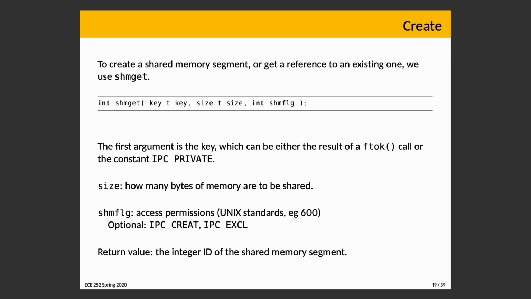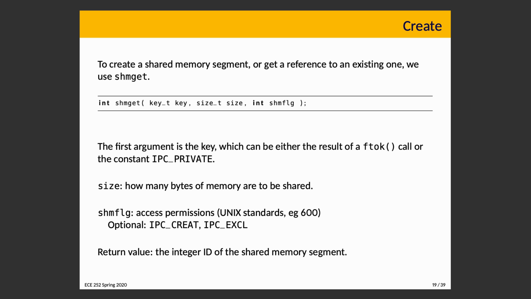The first argument is a key, which is either returned by the ftok function, as we discussed earlier for the message queue, or you can just put in the constant IPC_PRIVATE. Size is how many bytes of memory are to be shared, so the size of the shared memory segment. That part is not surprising either. And the flags are the Unix permissions, and those look very much the same as they did for a message queue. The permissions are specified using, say, 600 for read and write by the owner only and no access for anybody else. And they can be combined, again, with the bitwise OR operator, just the single pipe, with IPC_CREAT.